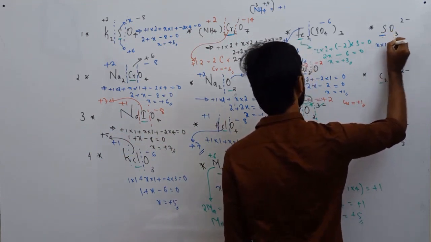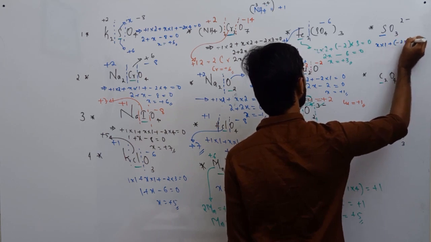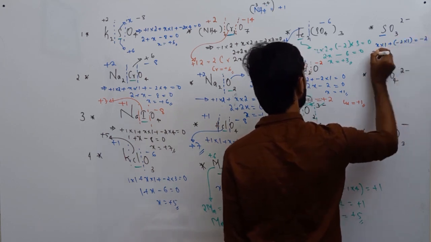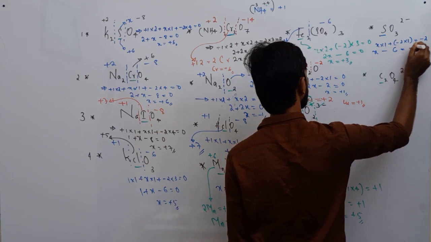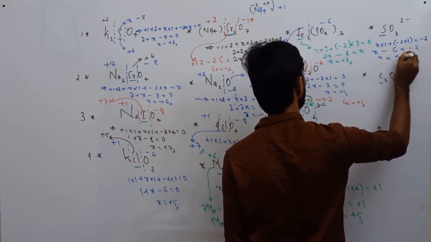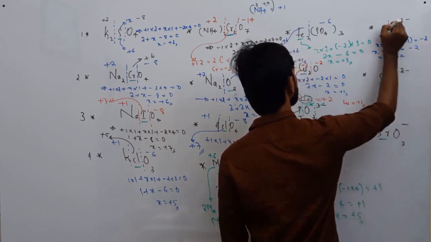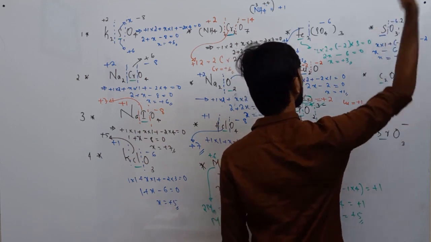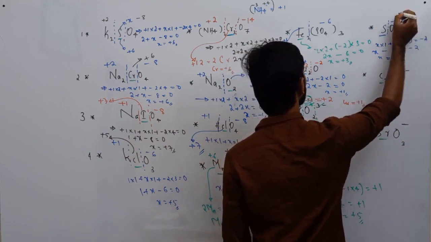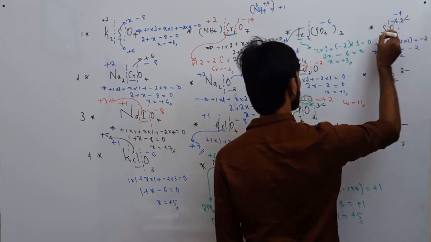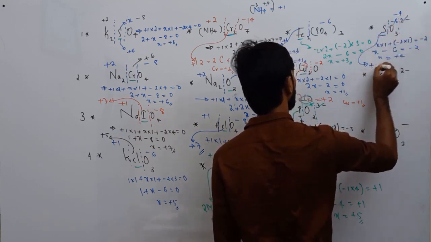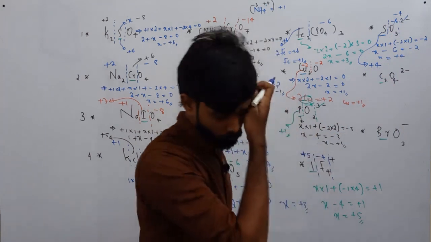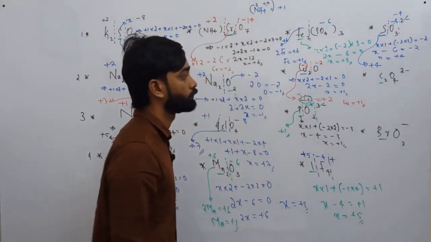X into 1 plus minus 2 into 3, which is equal to minus 2. So x minus 6 is equal to minus 2, x is equal to plus 4. Or by splitting, here minus 6 and outside minus 2. So simply cut it. The net is minus 4, and minus 4 is balanced by sulfur. So sulfur should offer plus 4.